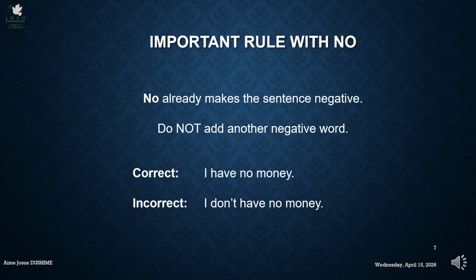Let's see an important rule with no. No already makes a sentence negative. So, what do you need to know? Do not add another negative word. When you add another negative word, it will be a double negative, which is very wrong. I have no money. Yes. But I don't have no money? No, because this is a negative, and this is also negative. That's a double negative. Very wrong.